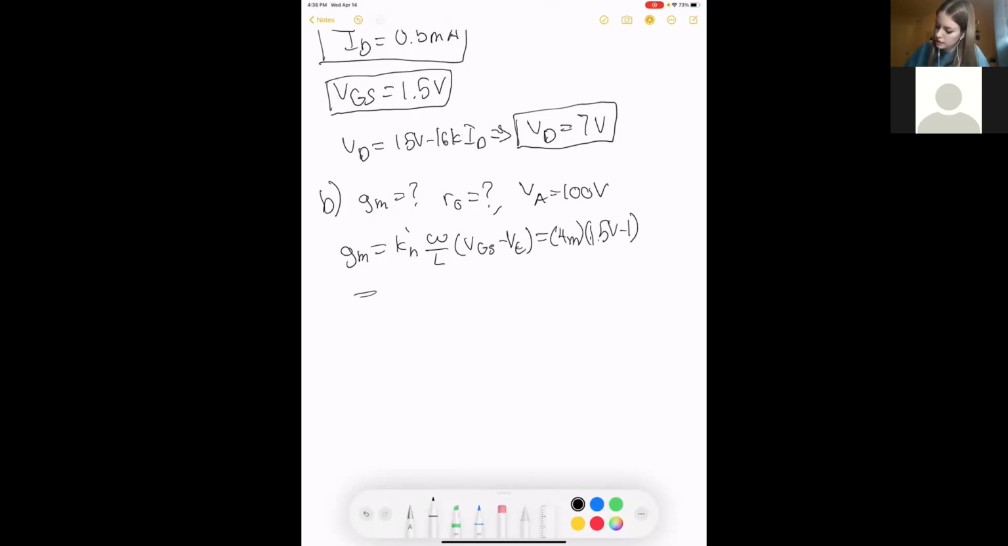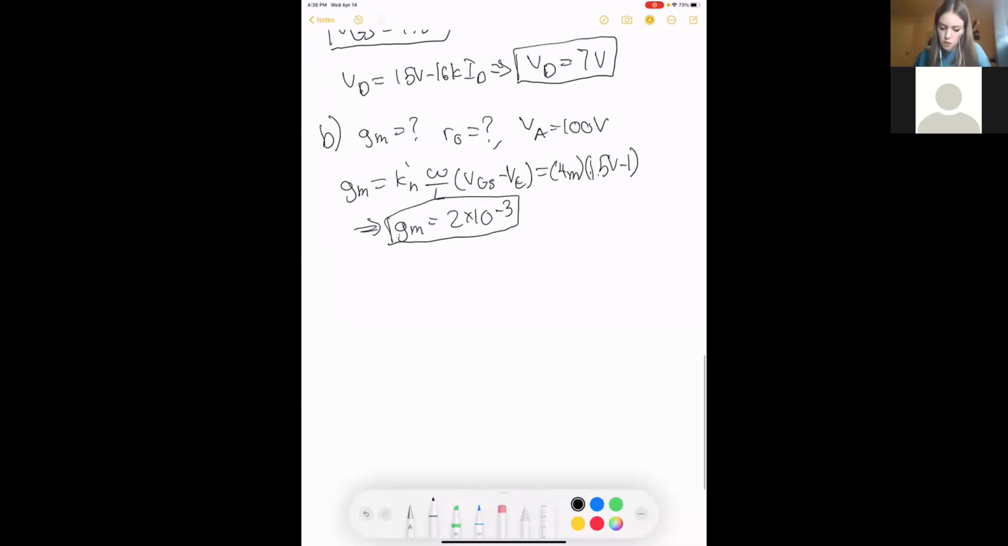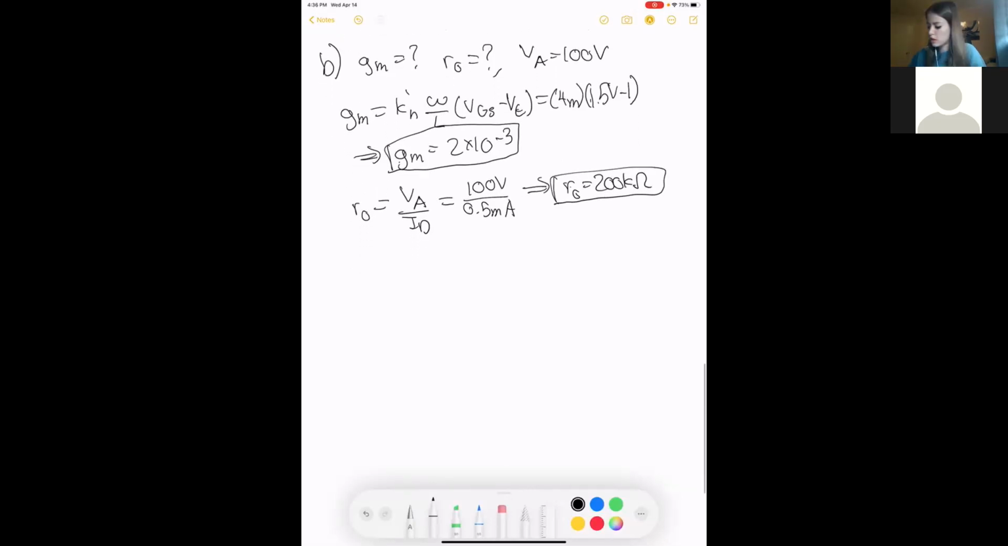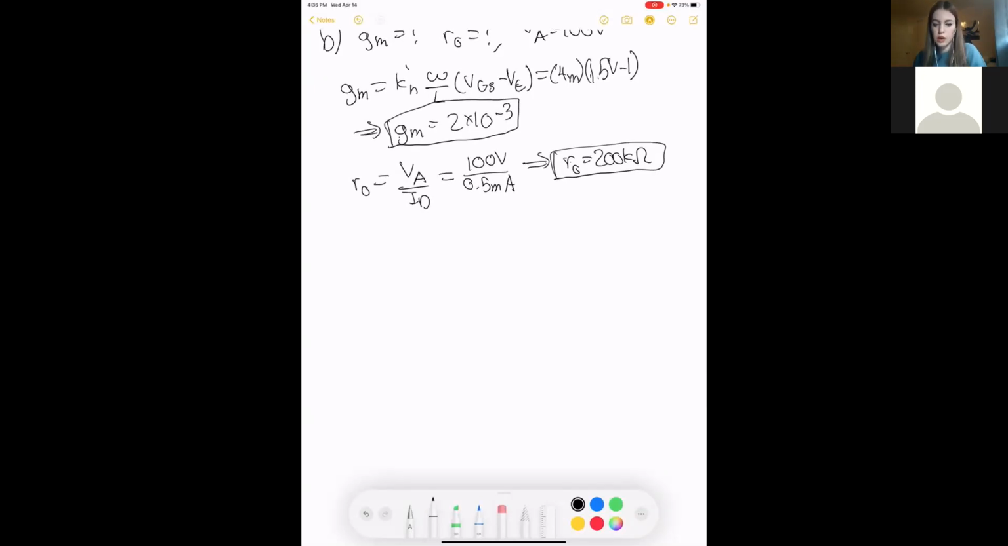Sub it in, and we get that gm is equal to 2 times 10 to the negative 3. Okay. And ro, again, a simple equation, is VA over ID, which is 100 volts over 0.5 mA that we found. And that gives us that ro is 200 kilo ohms. So a little bit of an intermediary step that we need to do our AC analysis, but important to find, shouldn't be too difficult.